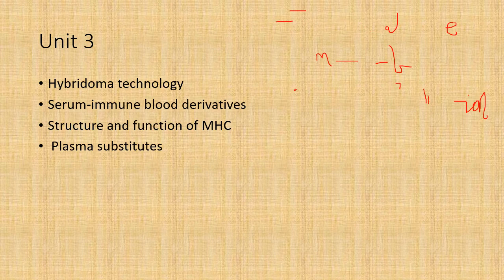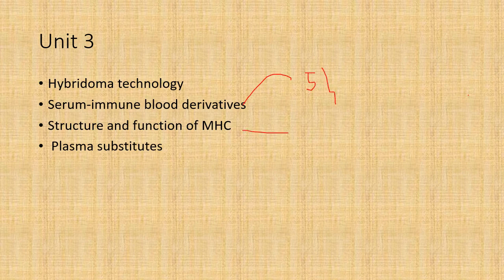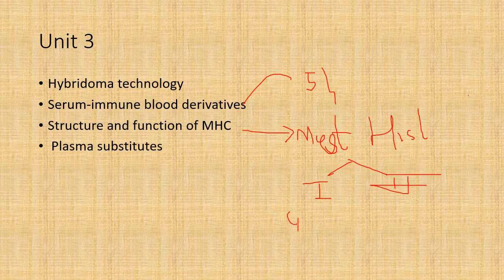Next is serum and blood serum, immune blood derivatives. Blood derivatives could be plasma, they could be cells, and you need to remember the storage. They are mainly stored at around 54 degrees Celsius. That is very vital. MHC, that is the major histocompatibility complex. There are two types of MHC complexes, type 1 and type 2. Type 1 has CD8, that is the cytotoxic T cells. Type 2 has CD4, that is the helper cells.